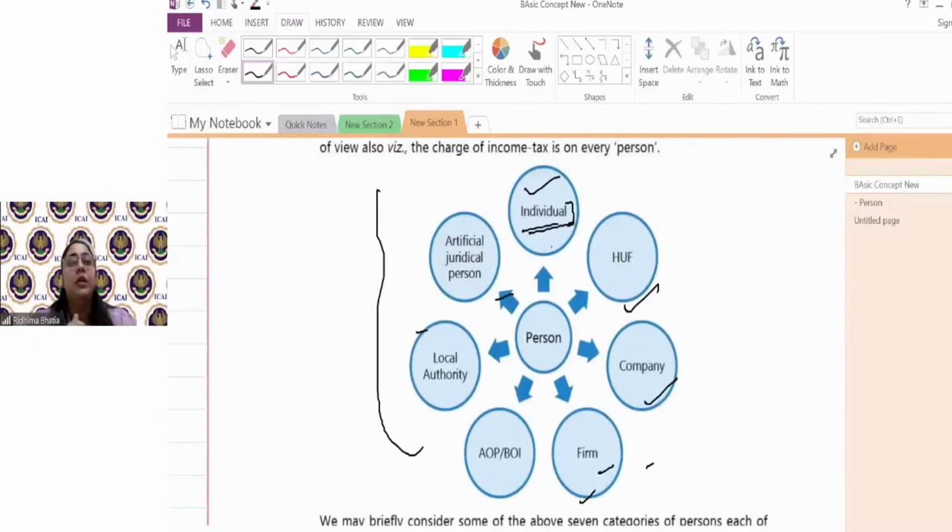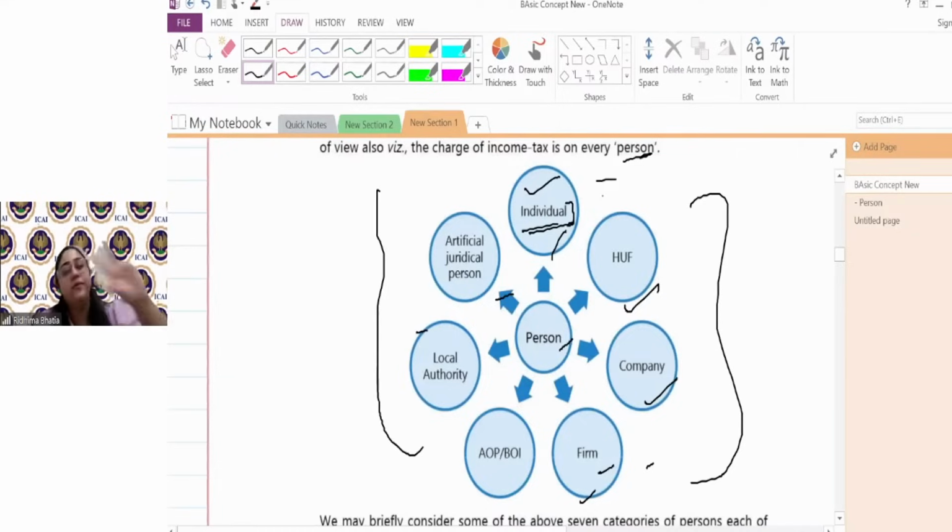So आगे से अगर income tax पे लिखा हुआ है person, that means it is referring to all of them. But if it is only written individual, that means it is referring to you, me, people like human being. Okay, so they are referring to human being. Person को मत समझना individual. Never. Person means everyone. Individual only one part of definition of a person.